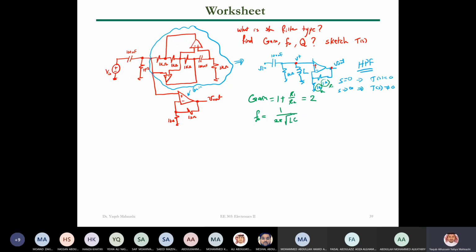We know the capacitor, it is given, that's 0.1 microfarad or 100 nanofarad, but we don't know the inductor. What is the inductance here? How much is the inductance?